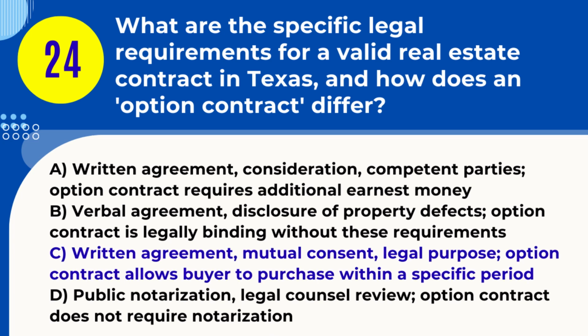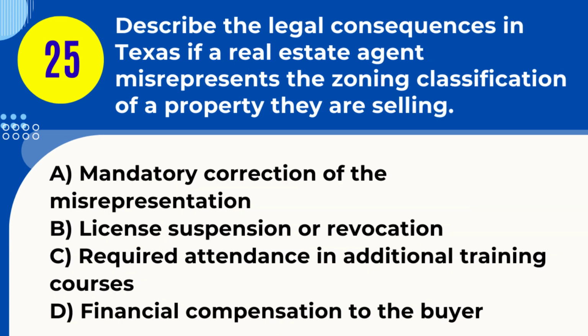Answer. C. Written agreement, mutual consent, legal purpose. Option contract allows buyer to purchase within a specific period. Explanation. A valid real estate contract in Texas requires a written agreement, mutual consent, and legal purpose. An option contract differs as it gives the buyer the right, but not the obligation, to purchase the property within a specific time frame.